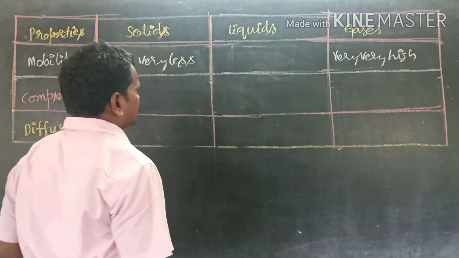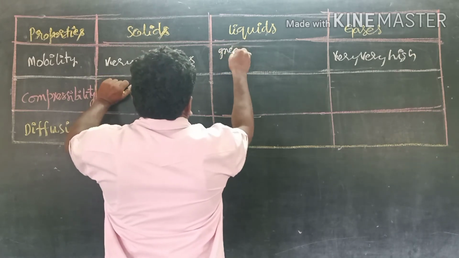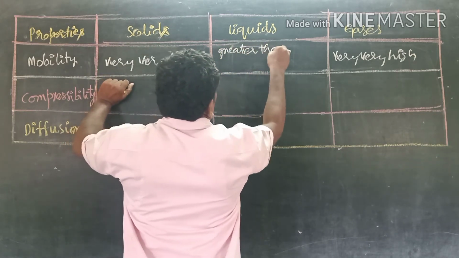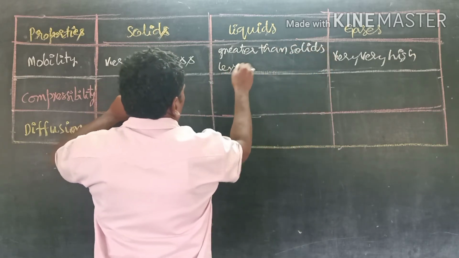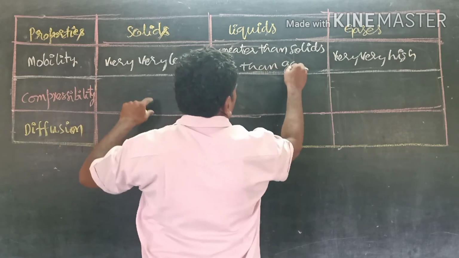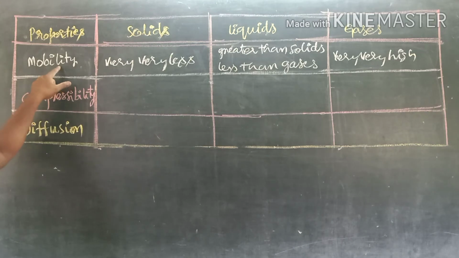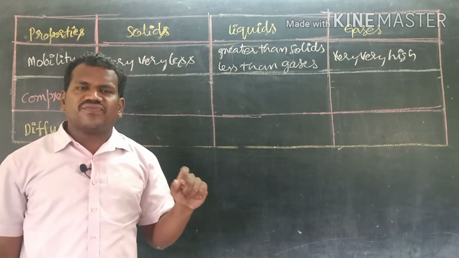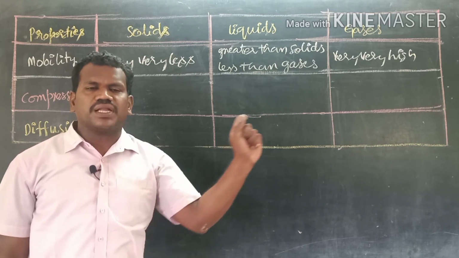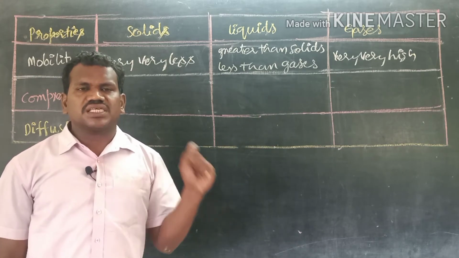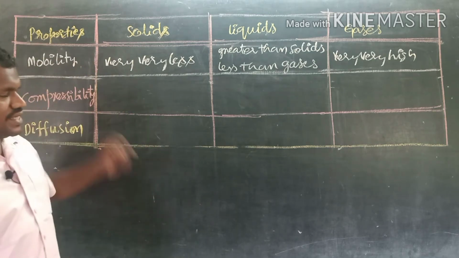Now what about the liquids? Their mobility is greater than solids but less than gases. Mobility is nothing but the property of matter by which it is able to move from one place to another place with a certain amount of applied force.